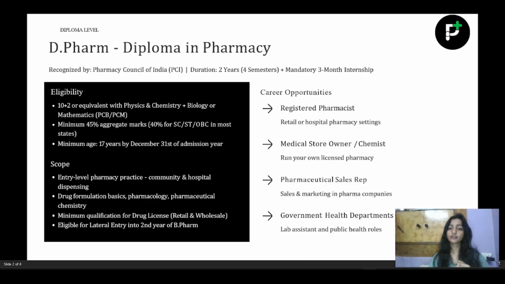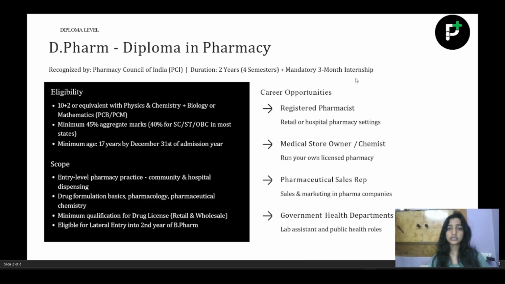Career opportunities after D.Pharm are you can be a registered pharmacist, a medical store owner, or a chemist, pharmaceutical sales representative like MR or something like that. You can also opt for government health departments.